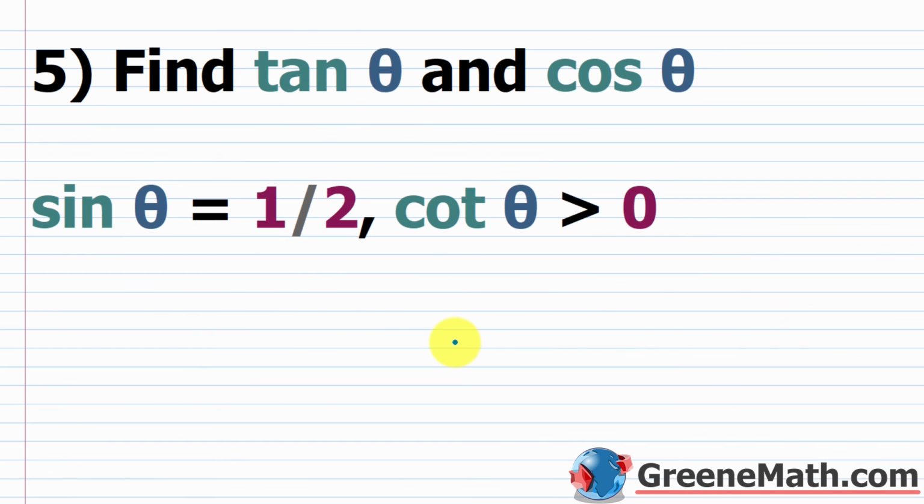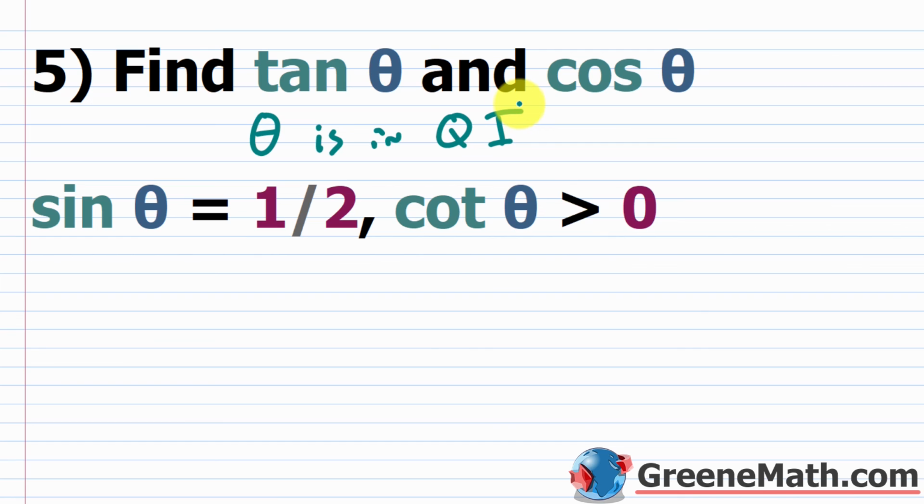All right, let's take a look at problem number 5 now. So we want to find the tangent of theta and the cosine of theta, given that the sine of theta is 1/2 and the cotangent of theta is greater than 0, or you could say positive. All right, so first and foremost, the sine of theta is positive in quadrants 1 and 2 only. Then the cotangent of theta is going to be positive in quadrants 1 and 3. So the overlap is going to be in quadrant 1.